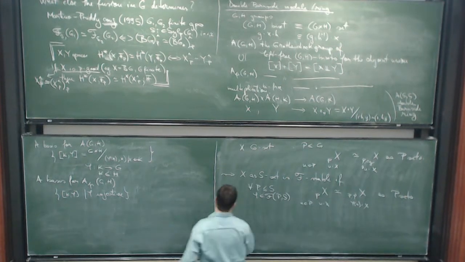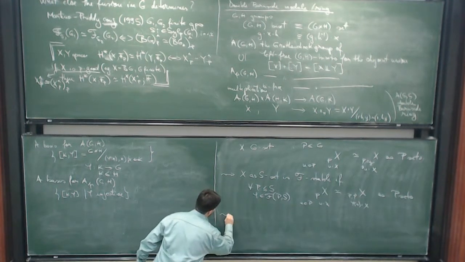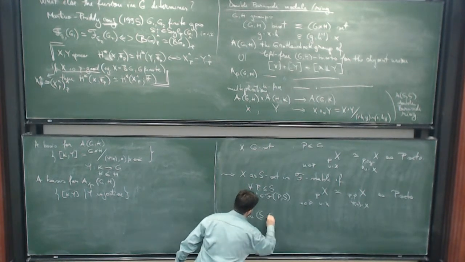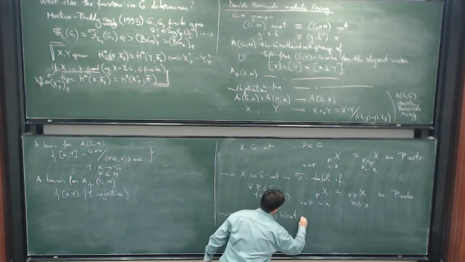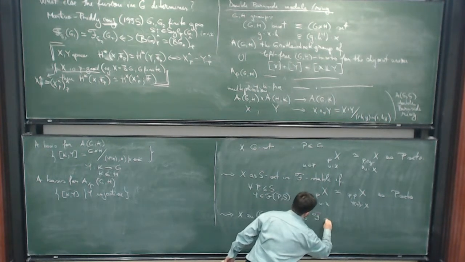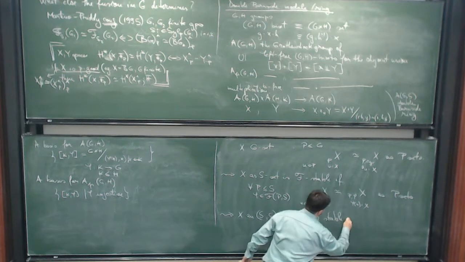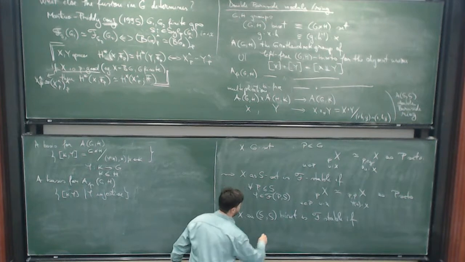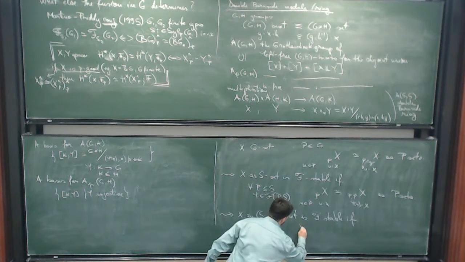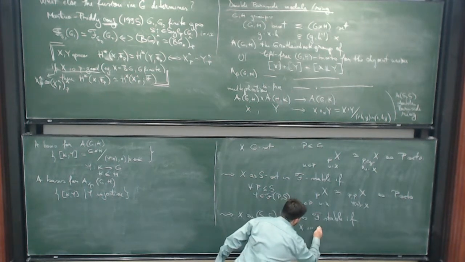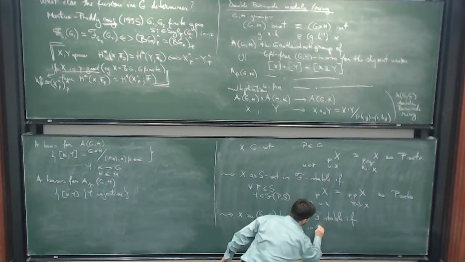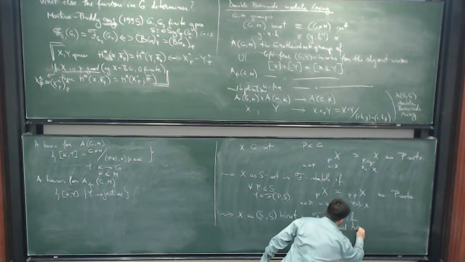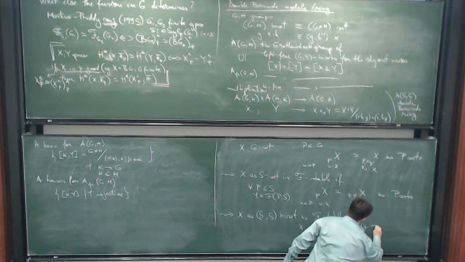And we say that X, an S biset, is F stable if the same thing happens but left and right. So X is left and right F stable.